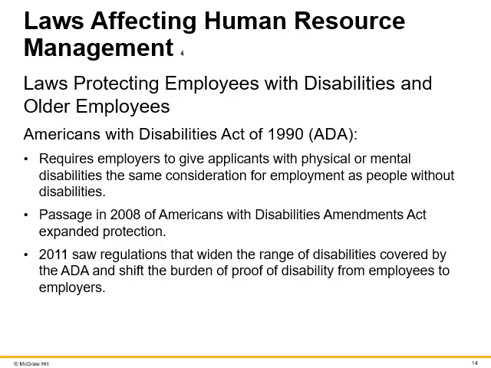Additional laws that affect human resource management are laws that protect employees with disabilities and older employees. The Vocational Rehabilitation Act of 1973 extended protection to people with physical or mental disability. The Americans with Disabilities Act of 1990, or the ADA, requires employers to give applicants with physical or mental disabilities the same consideration for employment as people without disabilities. The ADA also protects individuals with disabilities from discrimination in public accommodations, transportation, schools, and all public and private places open to the general public.